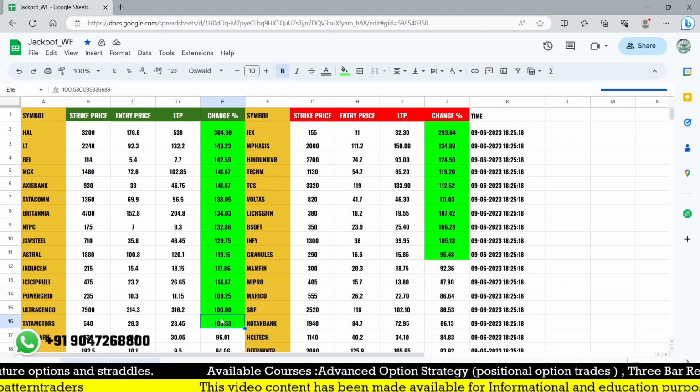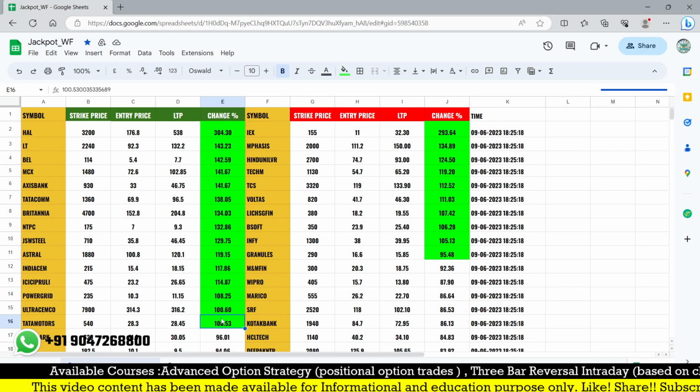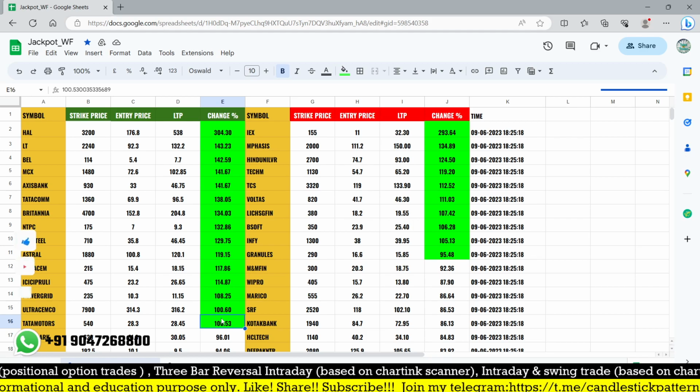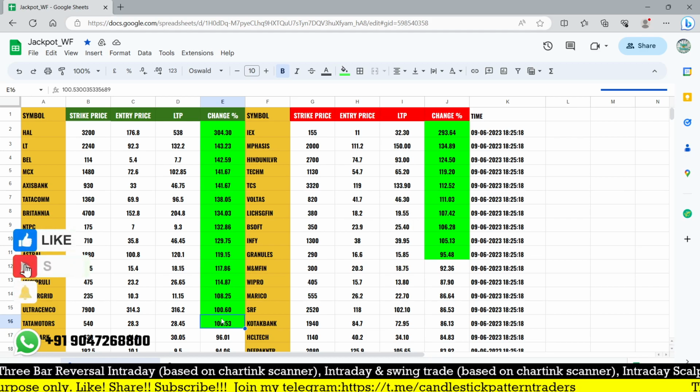Maybe whatever I used last week, you can carry into next week also. If a stock triggers on Friday, any stock which triggers, you may carry it forward.